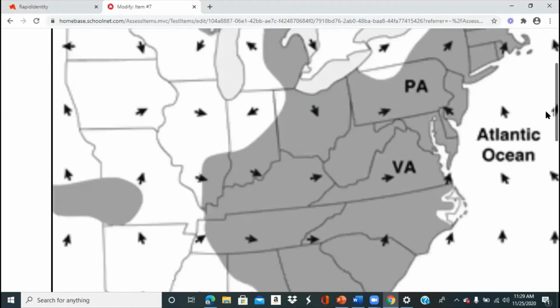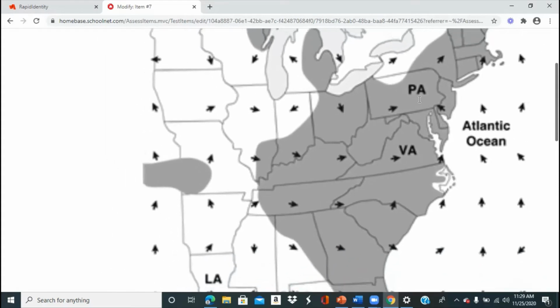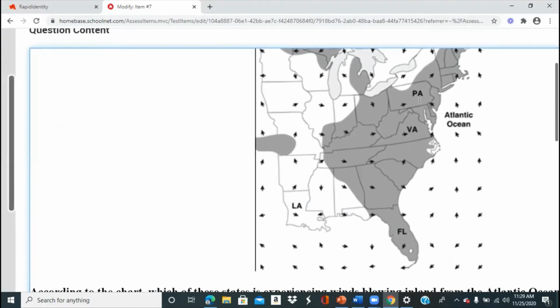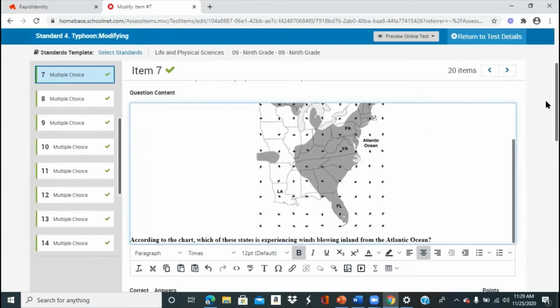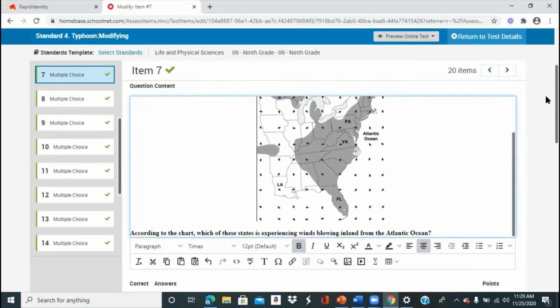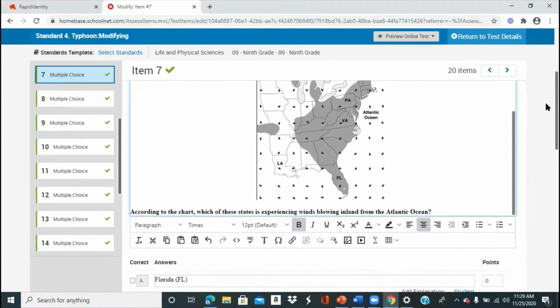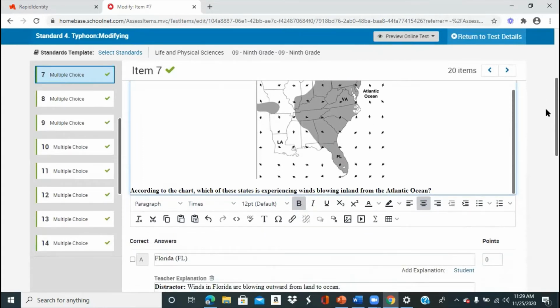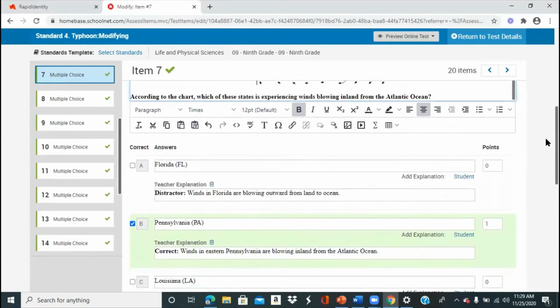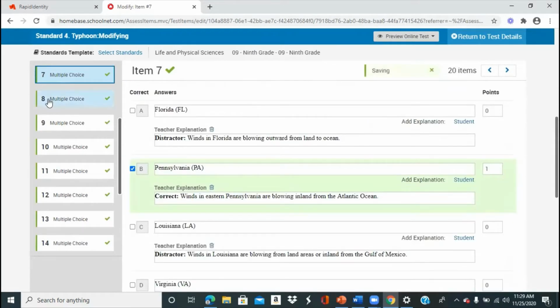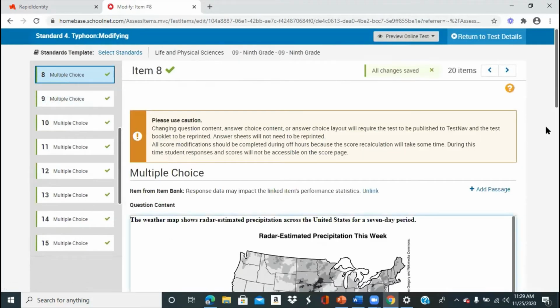Okay, so Pennsylvania, or PA, kind of shows the Atlantic Ocean wind moving towards it. So among all four options, it is Pennsylvania that is best suited to be selected as the correct answer. So that's how you read a map and how you evaluate the map. You're taking a look at it and analyzing whatever the question requires you to do. So Florida is a distractor, LA is a distractor, Virginia is a distractor, and the correct answer is Pennsylvania. So we move forward to item number 8.